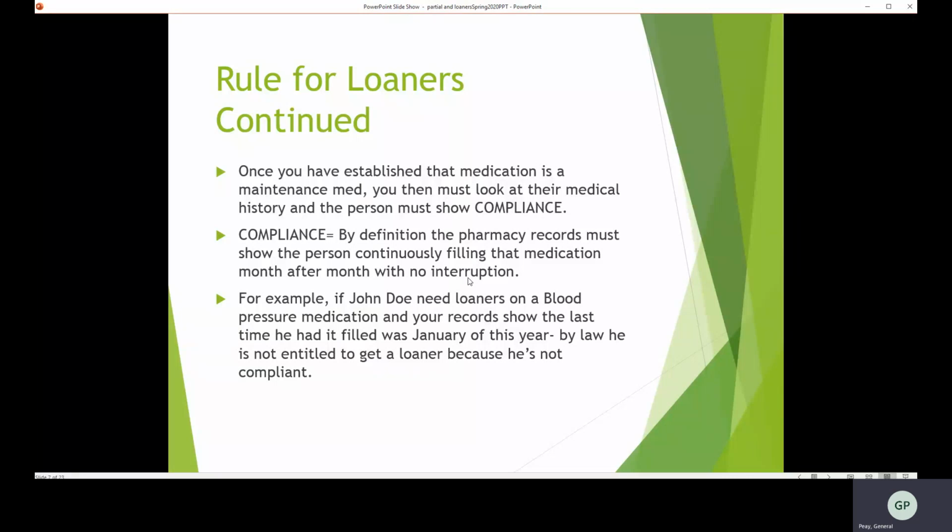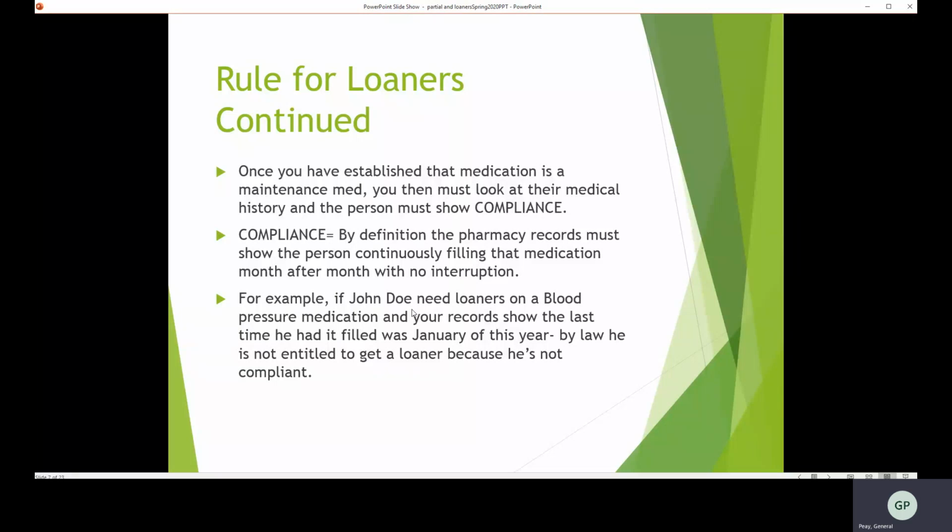You're not compliant if you have blood pressure medication and it's November, and your records show the last time the person had it was in June or July, and they skipped August, September, and October. That basically shows the person is not being compliant, because they're not taking it the way the doctor has prescribed. Usually with blood pressure medication, cholesterol medication, HIV medication, you take it every single day. You don't take it whenever you want to, or skip weeks and start back. So you have to show that the patient's compliant.